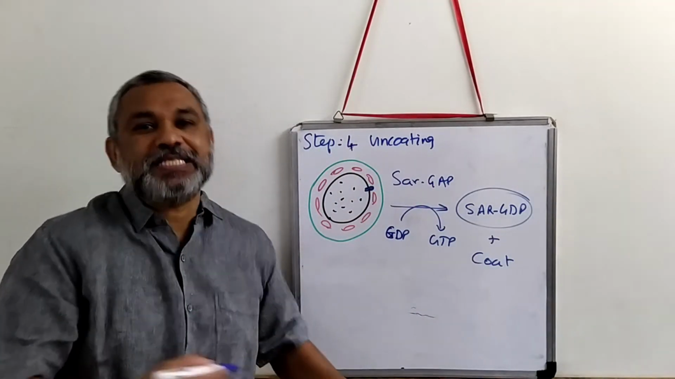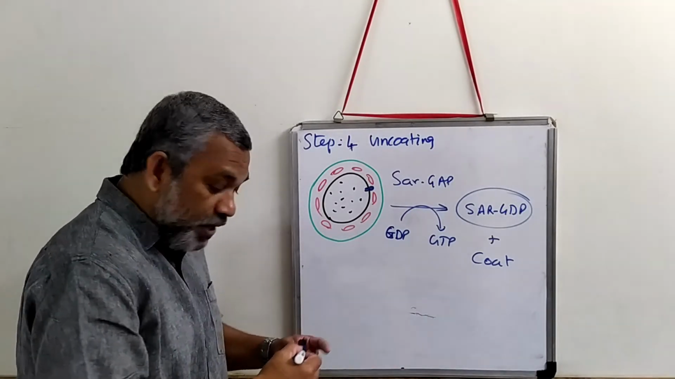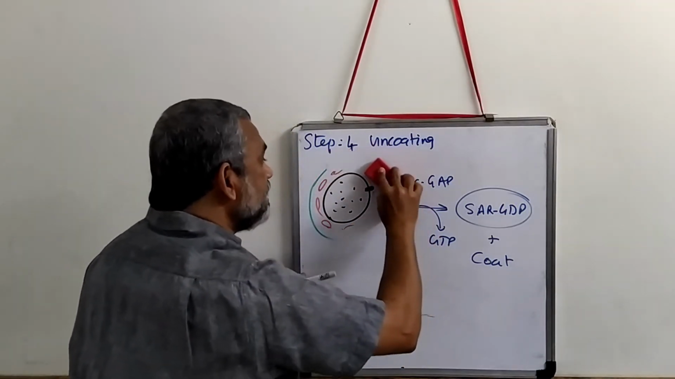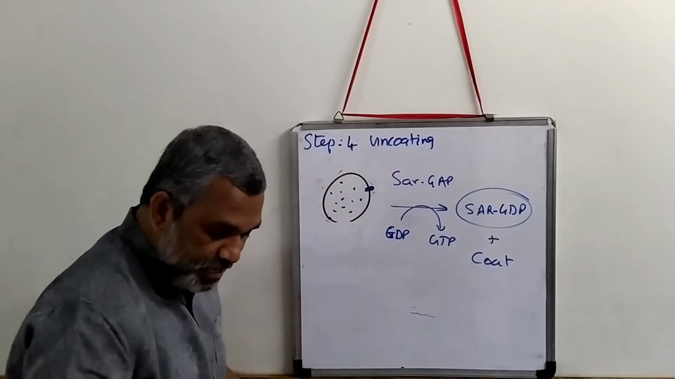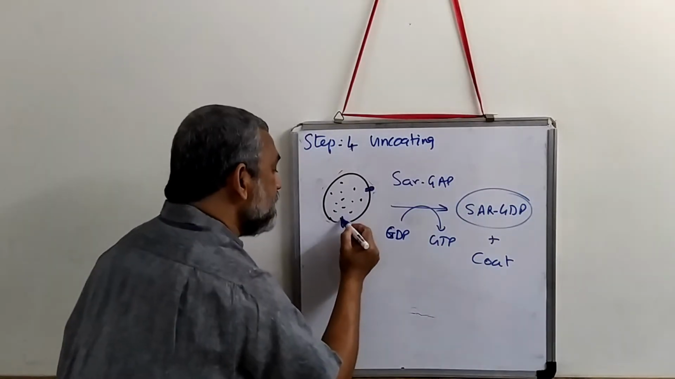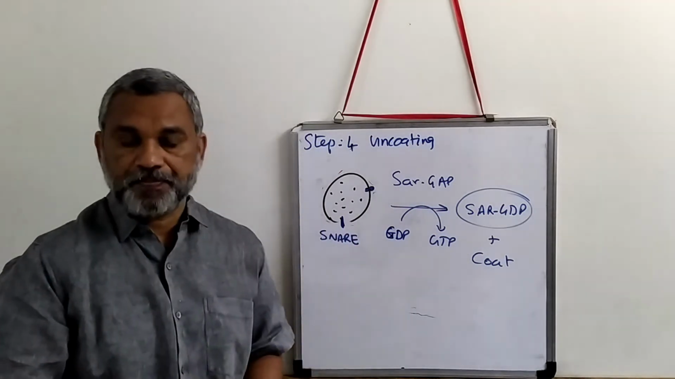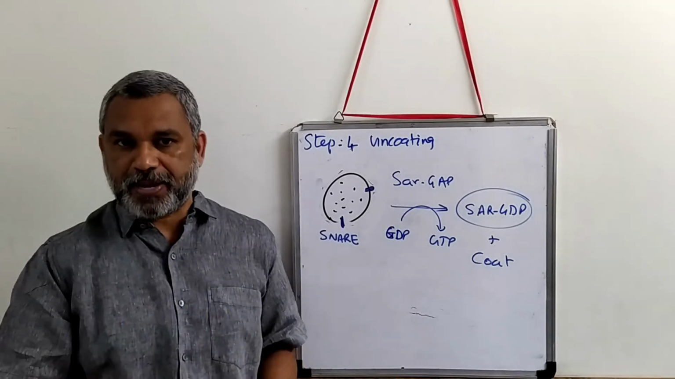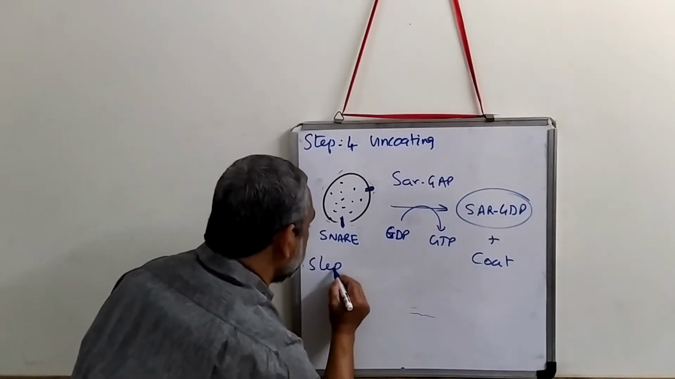The inner coat proteins as well as the outer coat proteins get removed. What is left now is only the naked vesicle with the two proteins we have mentioned: one is the RAB GTP protein, another one is the SNARE protein. This is the protein which is supposed to be merged with the acceptor membrane. So that is the next step.